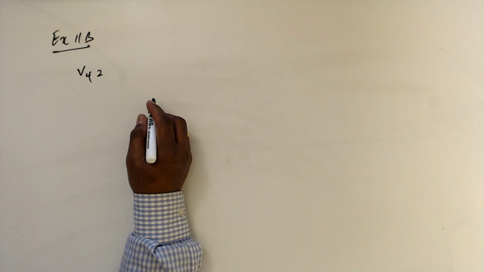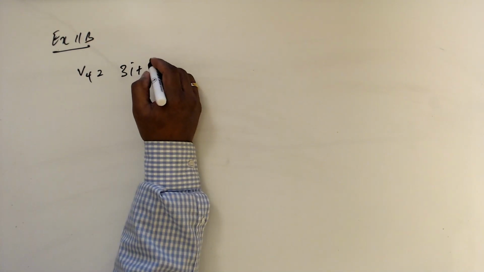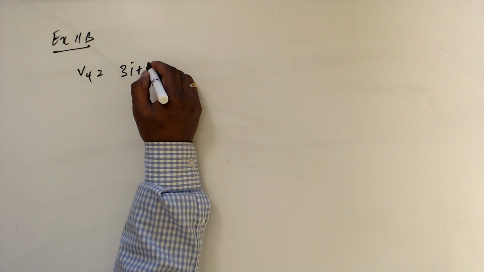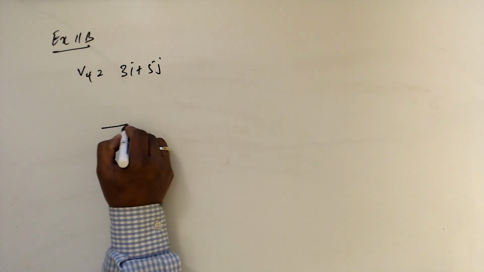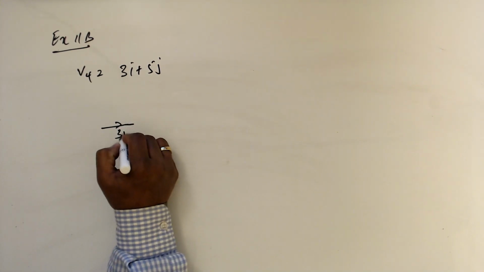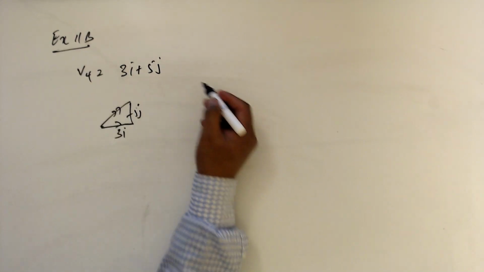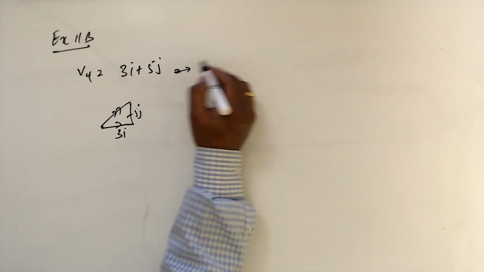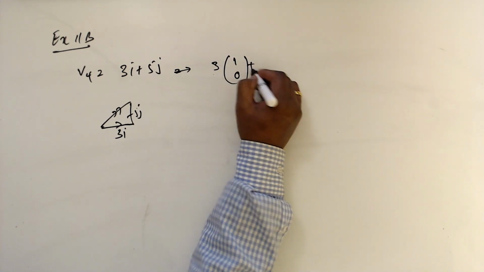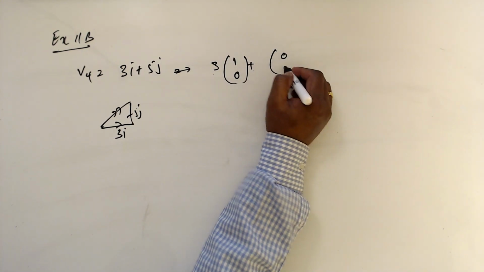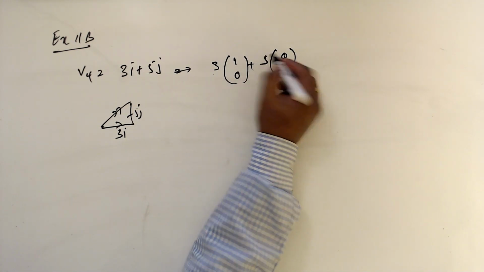So V4 that is 3i plus 5j. So 3 to left and 5 to up. So this is the resultant vector. So if I expand this one, this is I times 3 and this is j times 5.